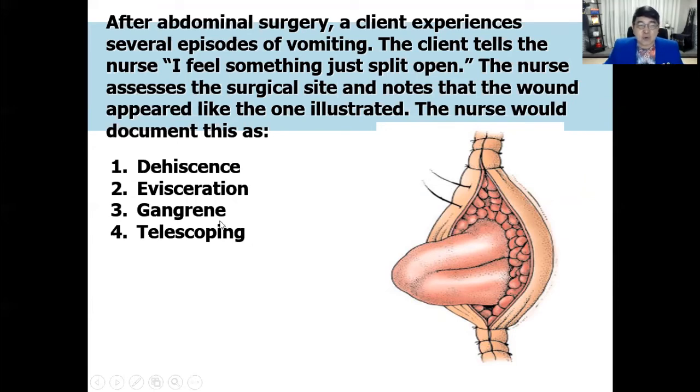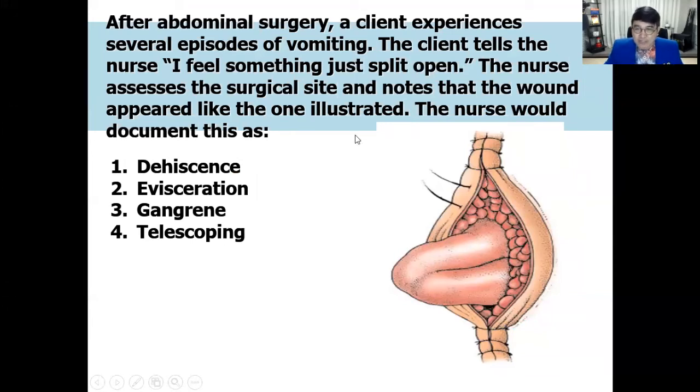Okay, let's analyze. When you say telescoping, this is option 4. This is when a part of the bowels inserts into the bigger part, and this occurs in intussusception. Gangrene usually commonly occurs in clients with diabetes mellitus when you have tissues that die because of limited or decreased blood supply. Okay, then you're left with options 1 and 2. So option 2, you have evisceration. Okay, so when the organs or the viscera comes out of the surgical wound. Dehiscence when the surgical wound opens.